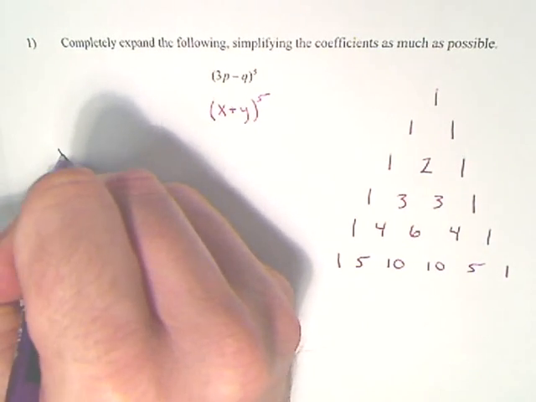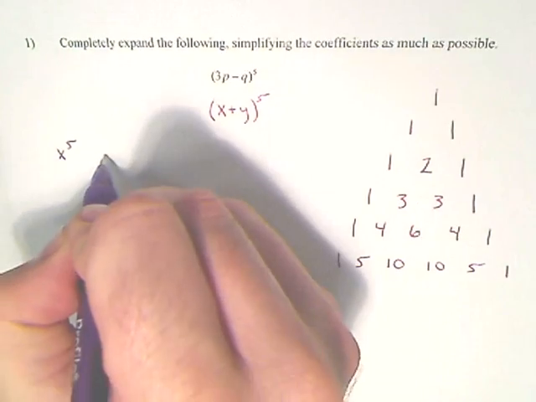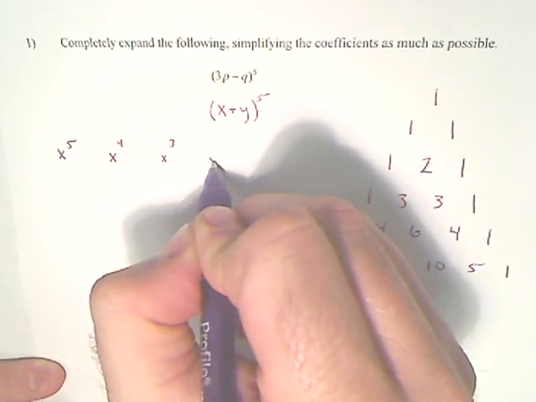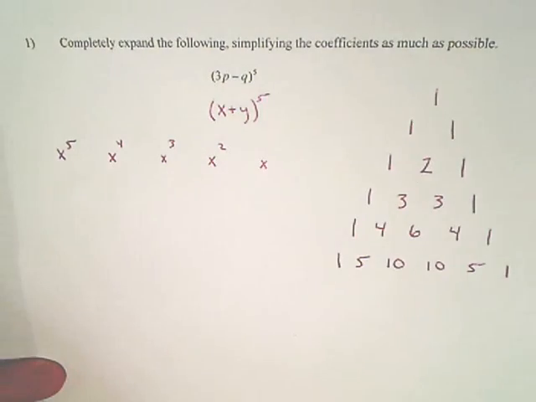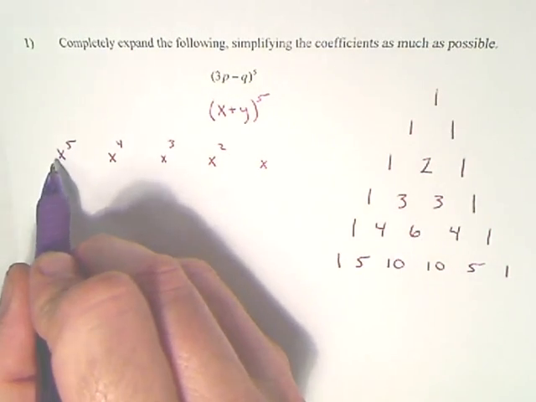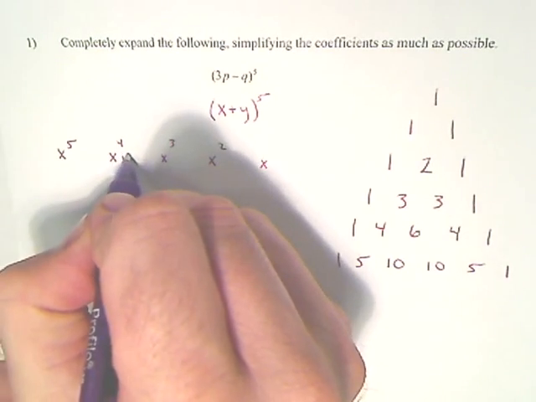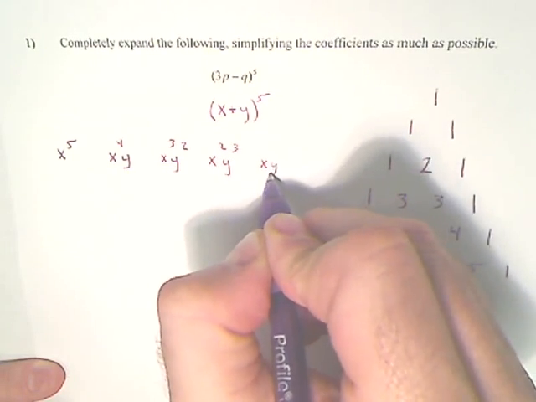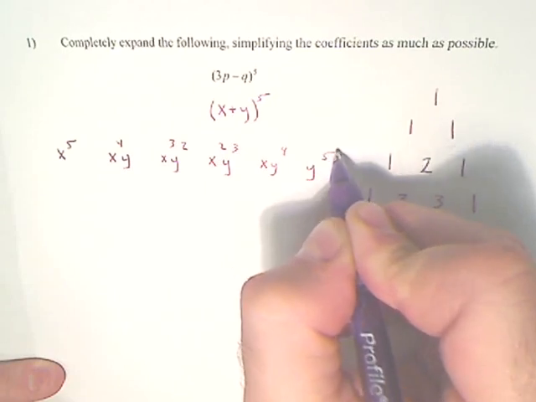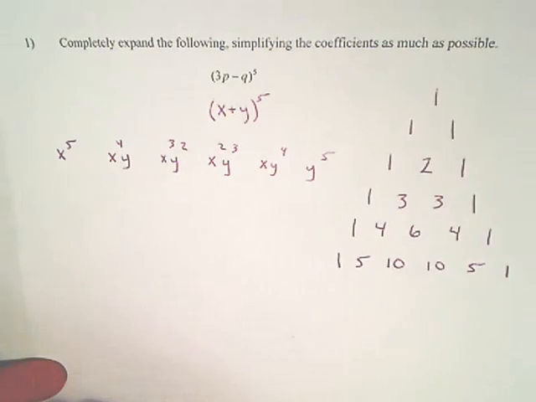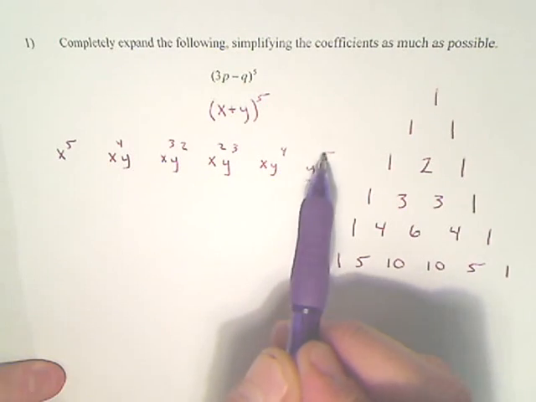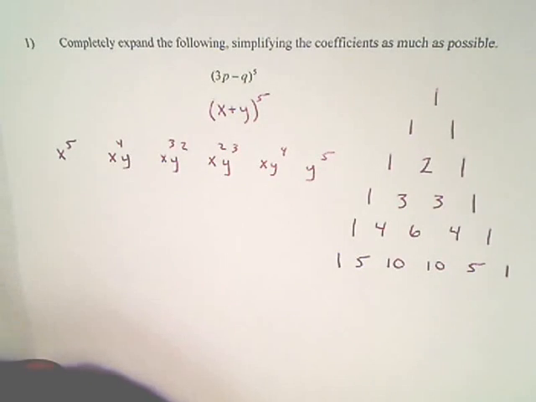So, starting with 5 x's, the x's decrease by 1 each time, so there would be 4, then 3, then 2, and then 1. The y pattern starts with no y's, and then it has 1 and increases by 1 each time, until you get to the same exponent as the original problem. Now, one pattern that is important to recognize: the exponent in each of these groupings adds to 5. It adds to the original exponent.